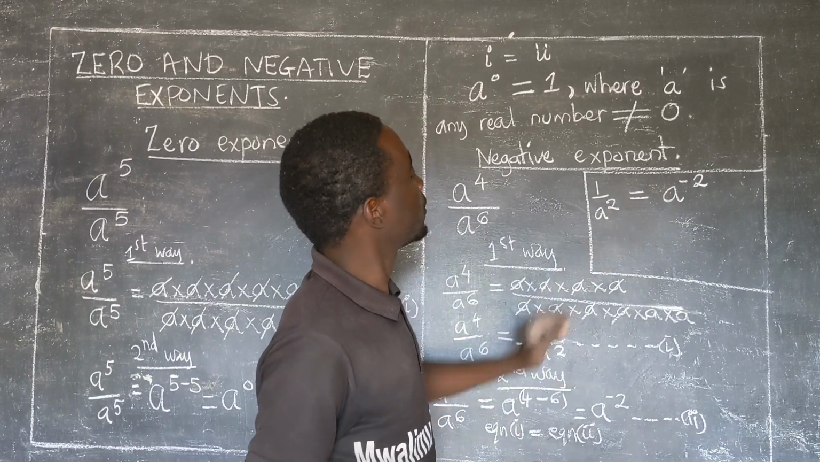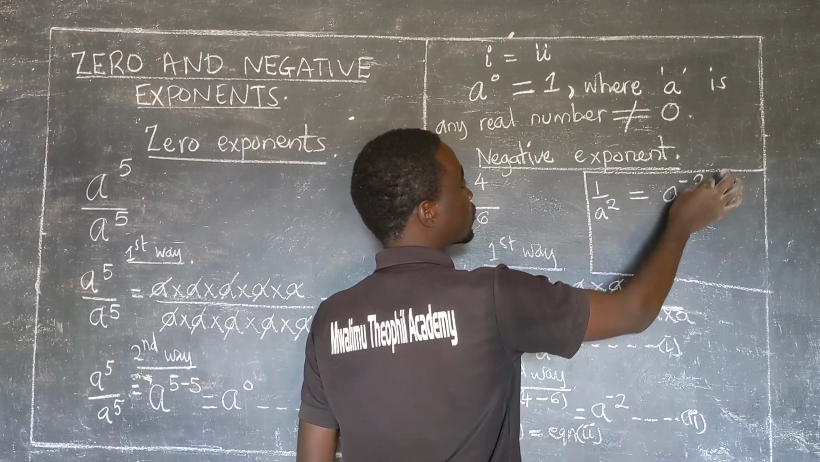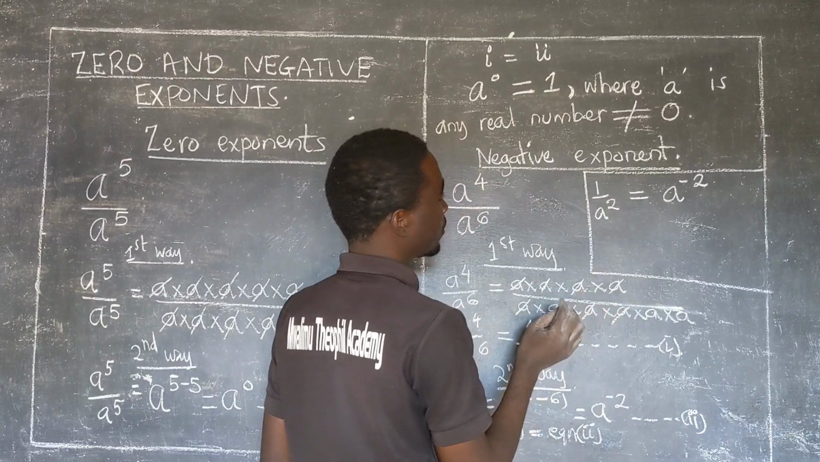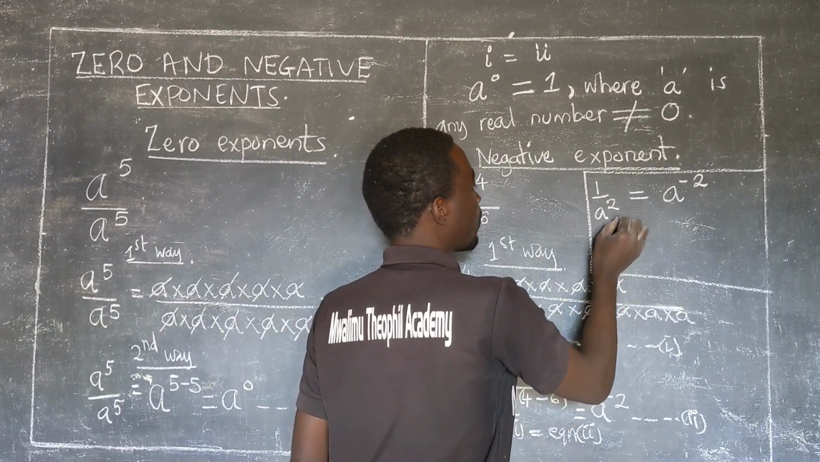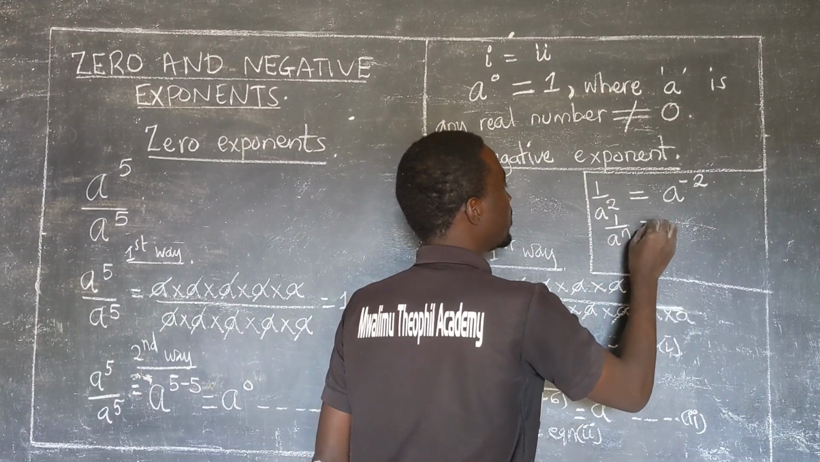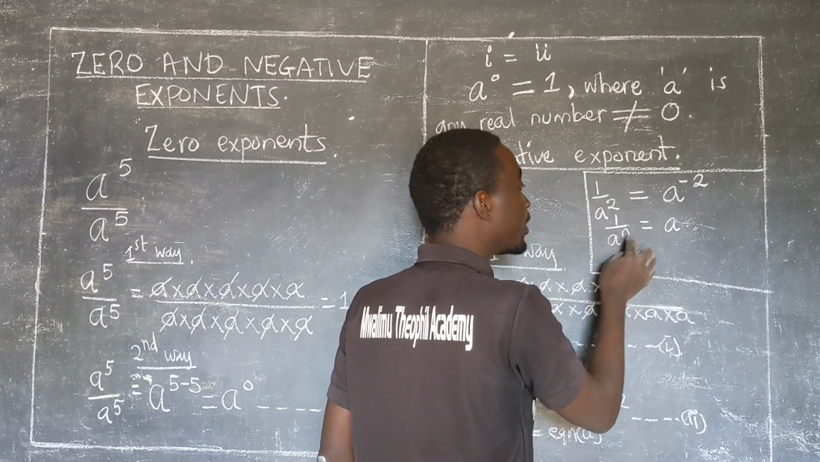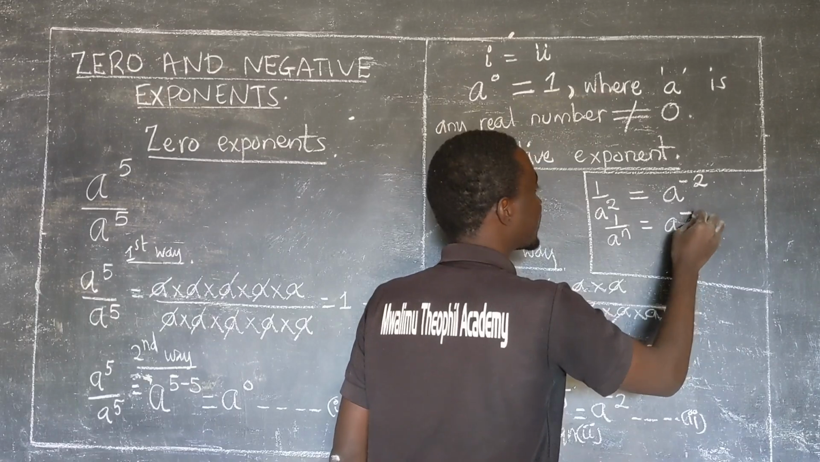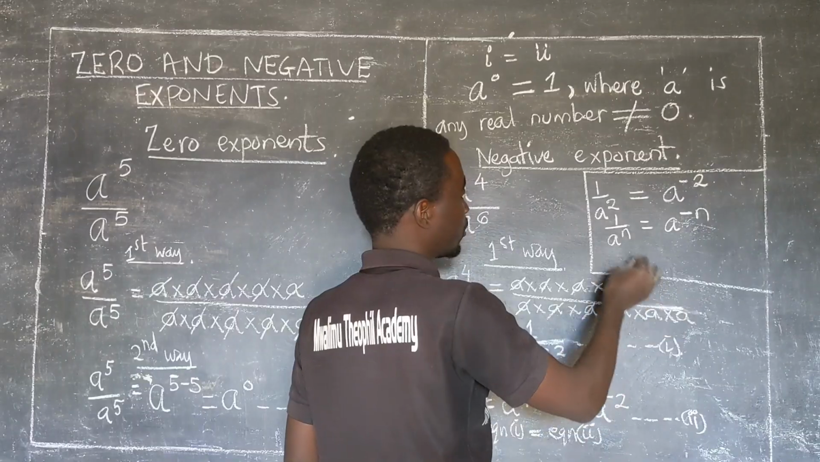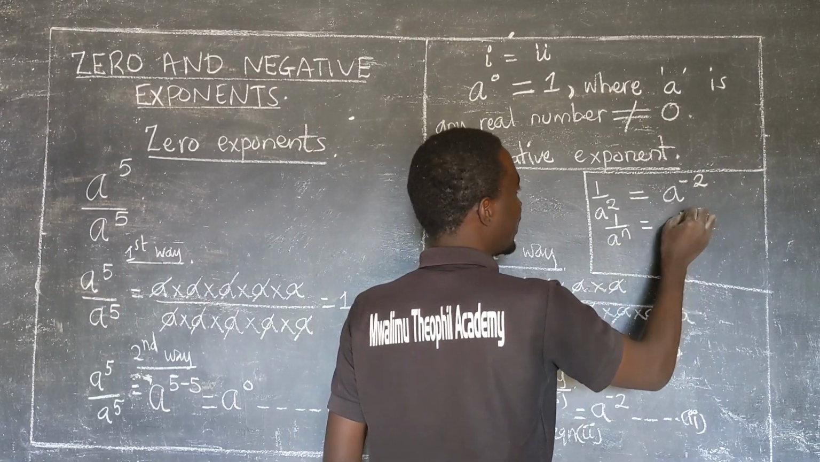Now look across this equation. You may deduce that here there is 2 and here there is negative 2, but the same base, a raised to 2, a raised to negative 2. So we may generalize that 1 divided by a raised to n will be equal to, we take the base raised to the same n but with a negative sign. As here we have 2 positive and here is 2 but in negative. So 1 over a raised to n is equal to a raised to negative n.